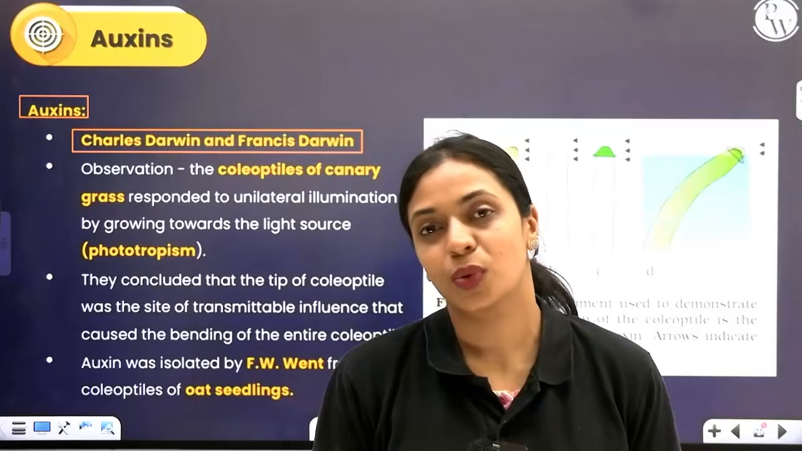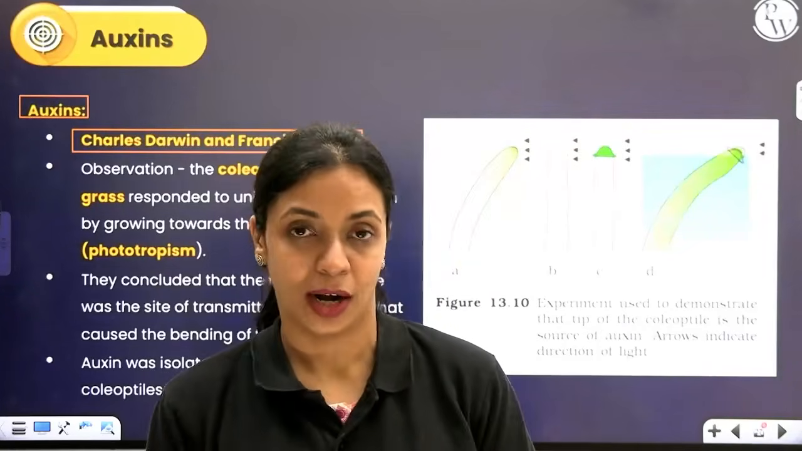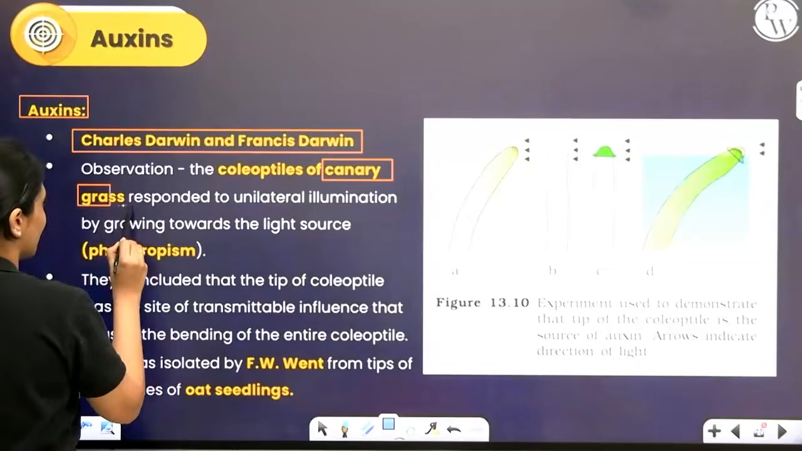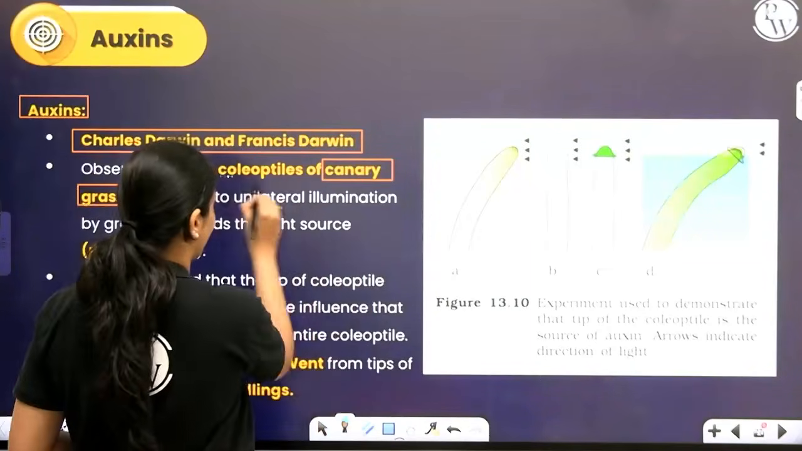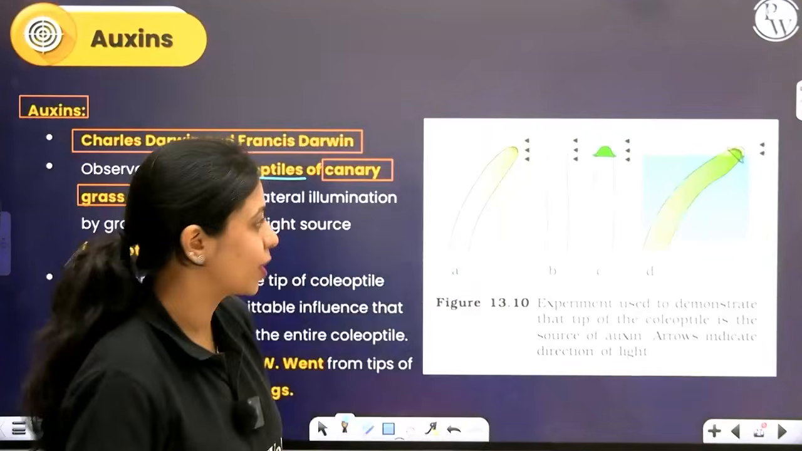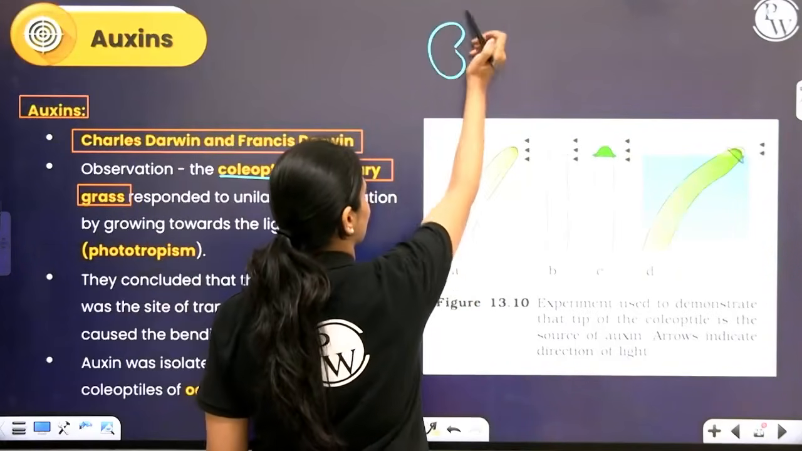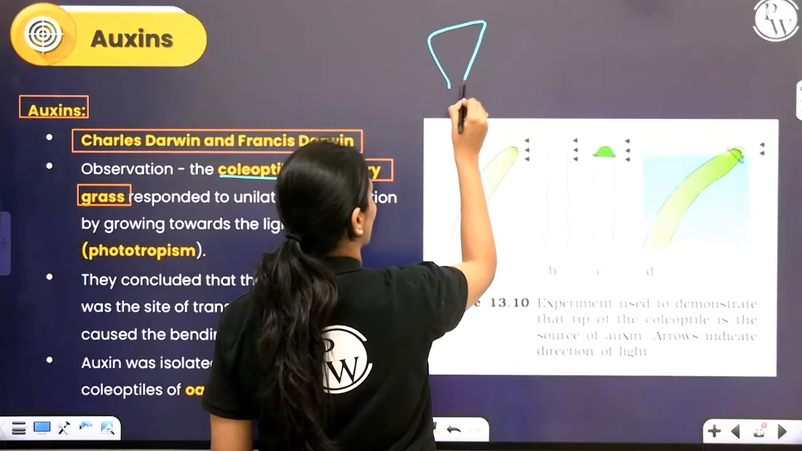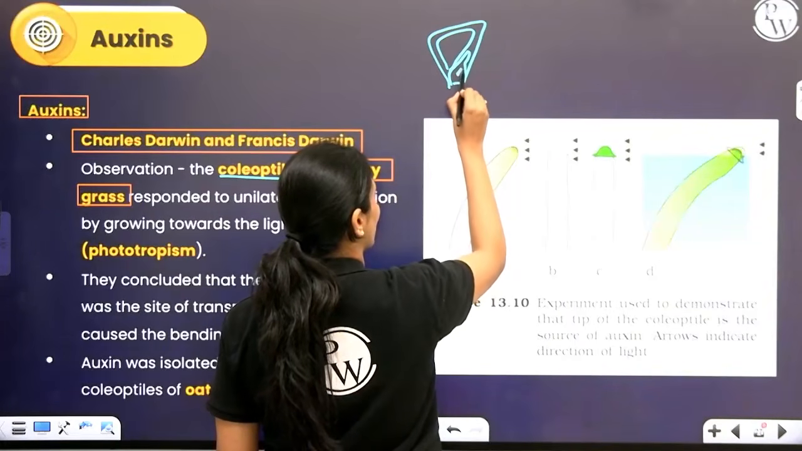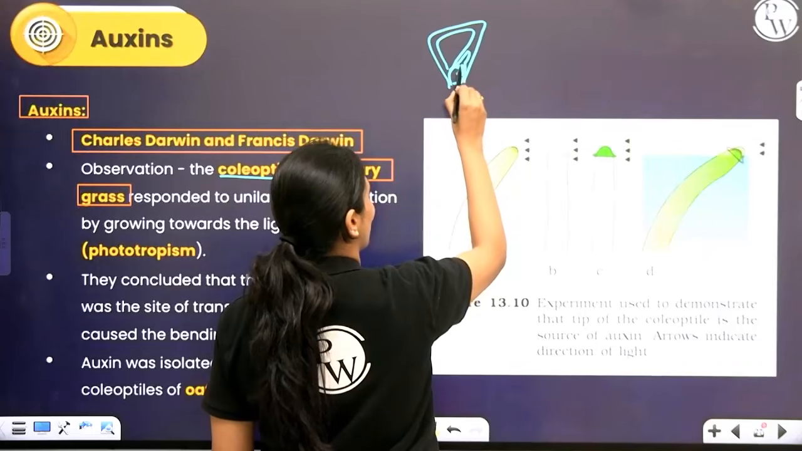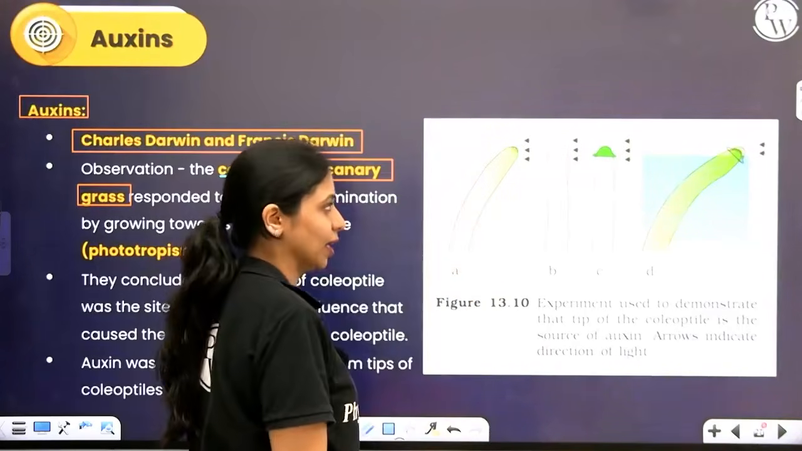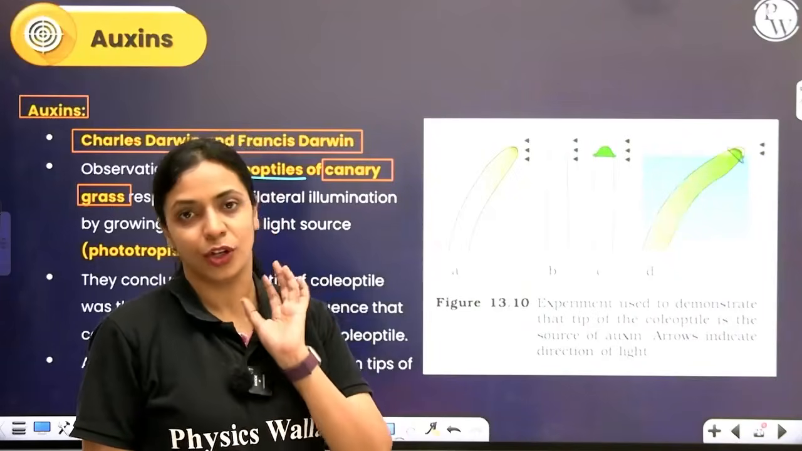So what they did was they worked on a monocot plant called canary grass, and they studied the coleoptiles of canary grass. What are coleoptiles? You know from morphology of flowering plants. I've told you that within the seed, let me draw a monocot seed, there will be endosperm and an embryo, and in the embryo you will have a plumule, and on top of that plumule there will be a sheath called the coleoptile, right? We're talking about the same coleoptile. They were studying the coleoptile.